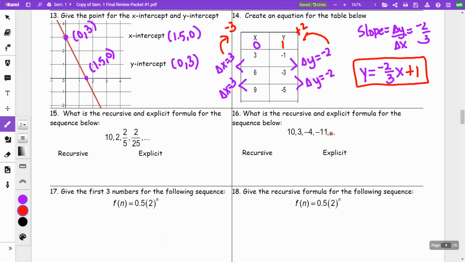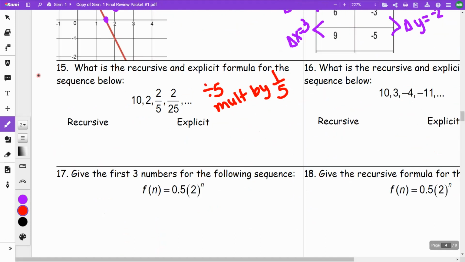What is the recursive and explicit formula for the sequence? So first off, what I'm doing is I am dividing by 5, but instead of dividing by 5, think about it as multiply by the reciprocal, 1/5. So my recursive equation, I'm going to write f(1) is equal to 10, and f(n) is equal to f(n minus 1). That's always how I start my recursives. And what am I doing? I'm timesing it by 1/5.